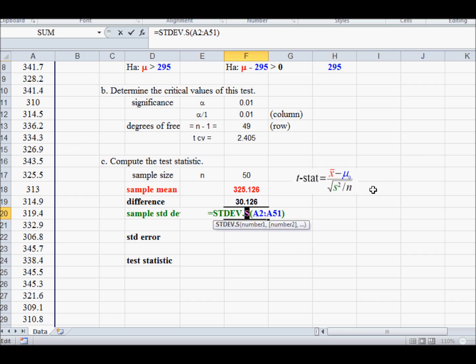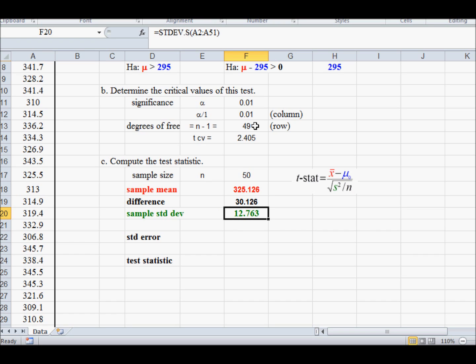In other words, if we had P here, we divide by n, 50. If we do .S, we're dividing by n minus 1, 49. So you've got to remember that. We're doing a sample, so we need to do STDEV.S, sample standard deviation. And the sample standard deviation is 12.763.